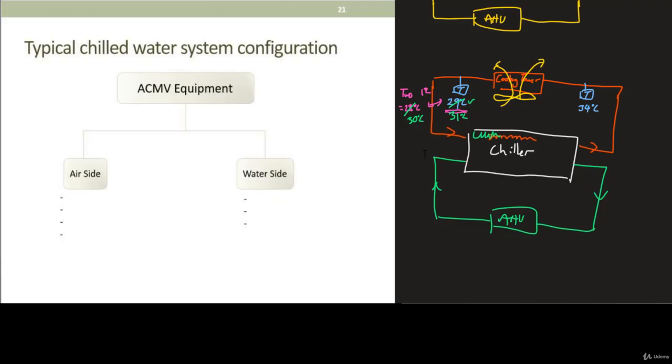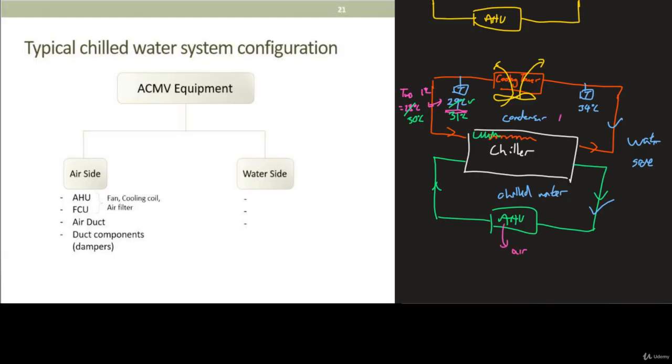So now let's look at a typical chilled water system configuration. What I have mentioned just now all belongs to what we call the water side. This one is the condenser water loop, and this one is your chilled water loop. These two loops we classify as the water side. And after the AHU, we classify that as the air side, the air side of the ACMV equipment.